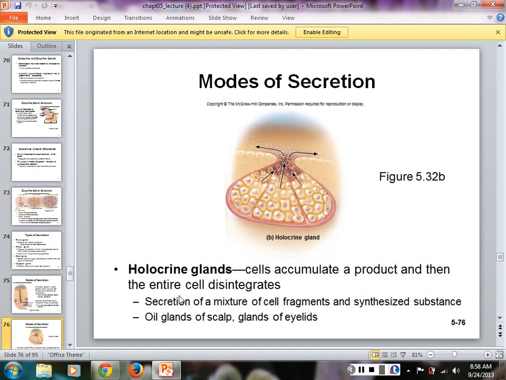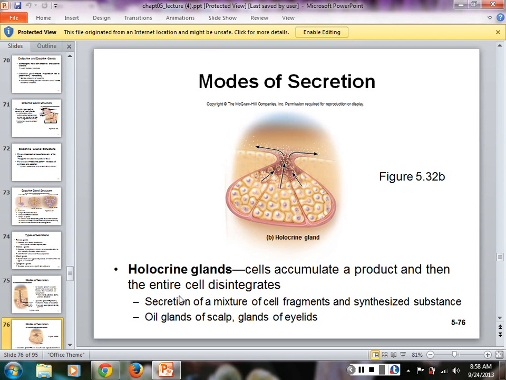That entire cell is going to burst open, releasing all of that oil, the lipids, and it's going to travel to your scalp. You have oily hair. It travels to the skin, your face. You have oily skin on your face. So the entire cell is going to disintegrate, which means it's going to burst, and a lot of oil comes out. It's a good thing because it lubricates your skin. Oil lubricates the hair. We're going to talk about that in another chapter.